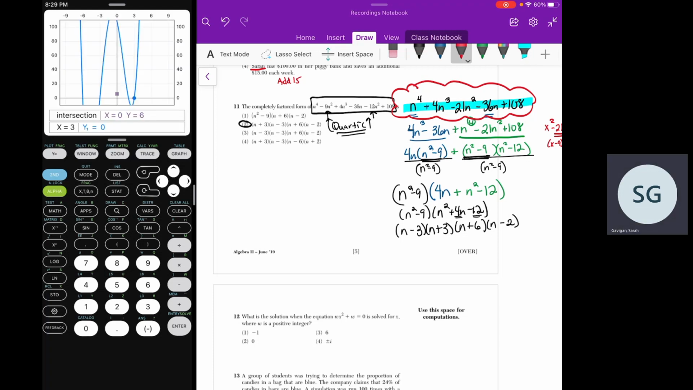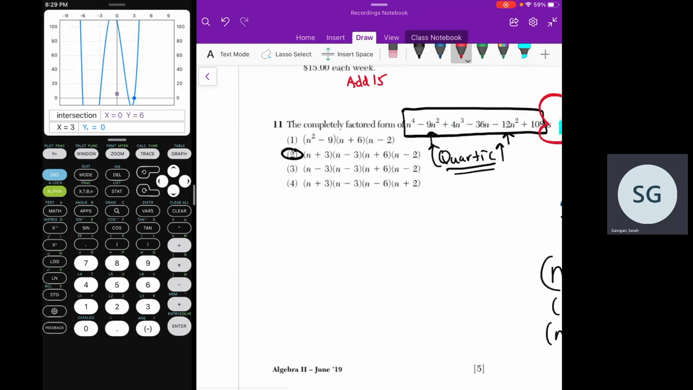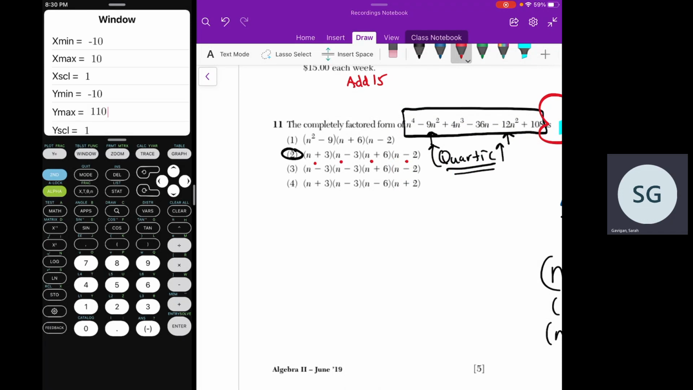Now that's a better graph, and I can see from my equation or from my answer here that there's going to be 1, 2, 3, 4 answers, and I see that my graph crosses 4 times, which is good. So I'm just going to adjust my window so I have a really good picture.